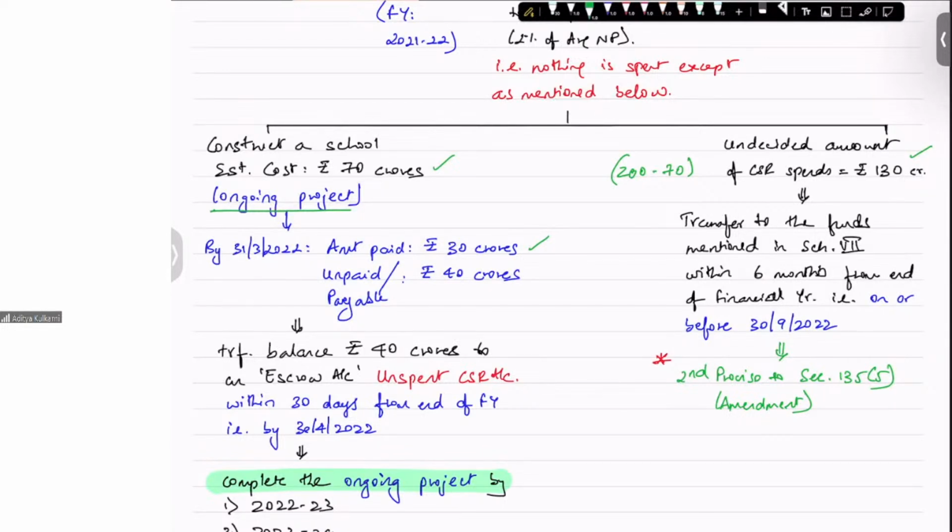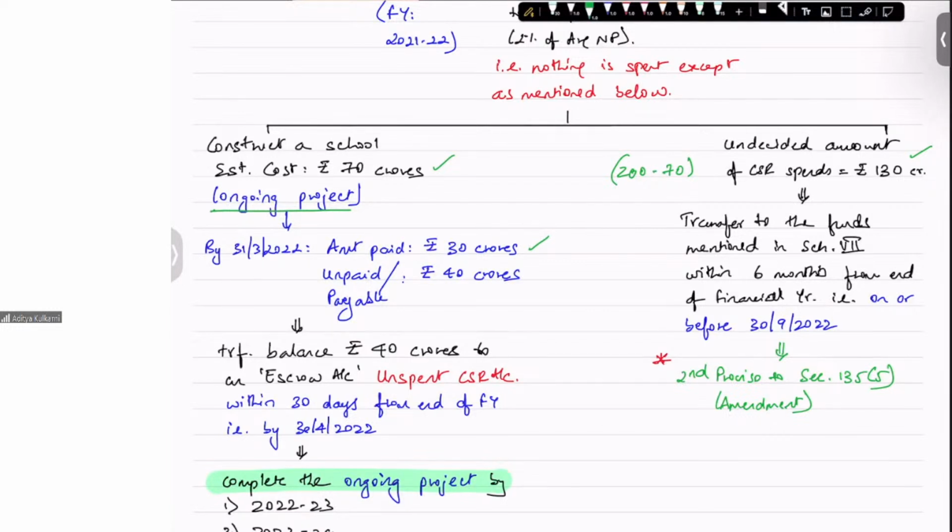why did these amendments come, or why was this provision inserted? Okay, see, many times what happens is companies know where they have to spend, but the time required to fulfill the project generally extends beyond a gap of 1 year or so. Like constructing a school or a hospital, all these activities generally take more than 1 year.